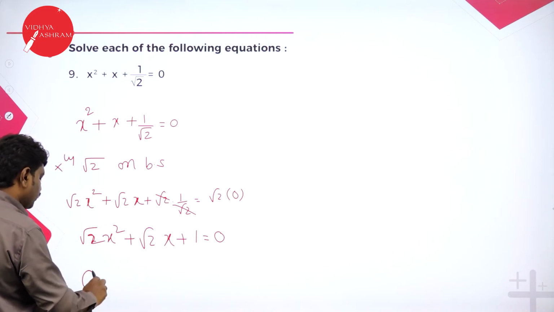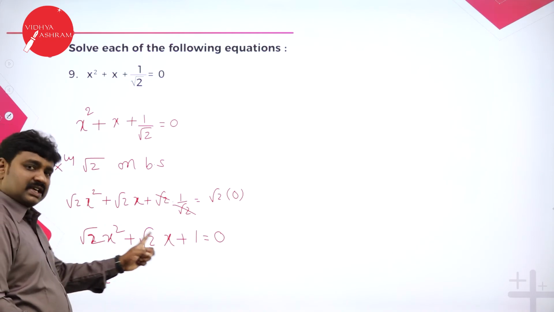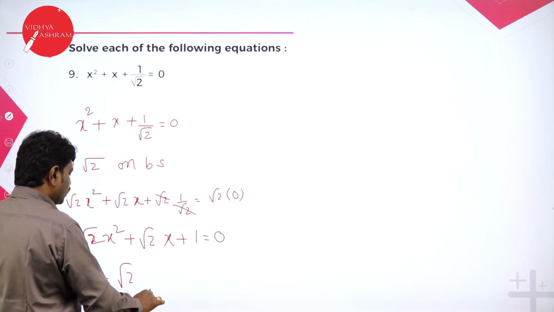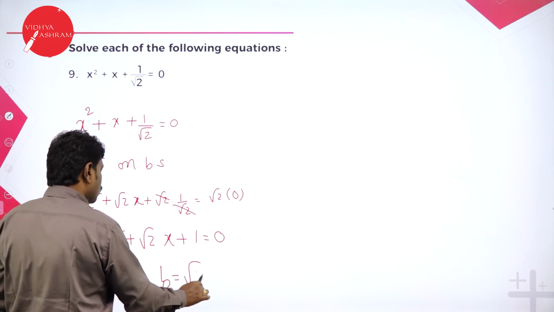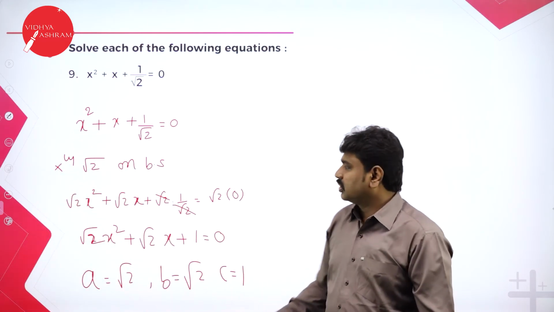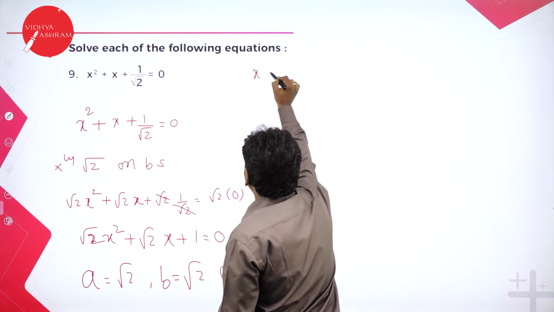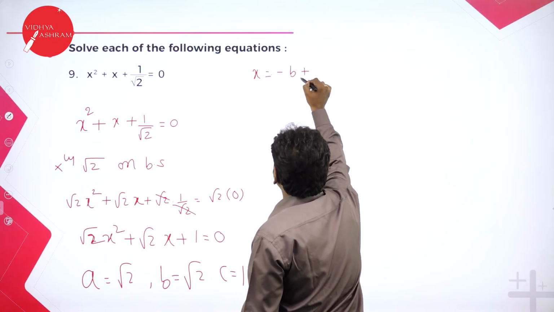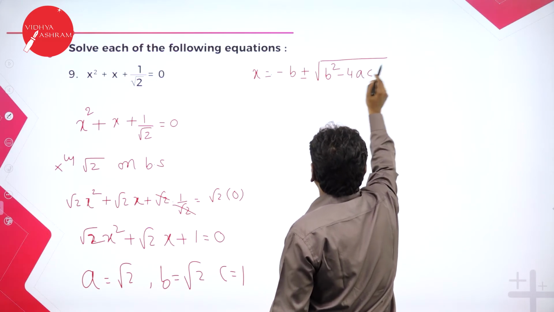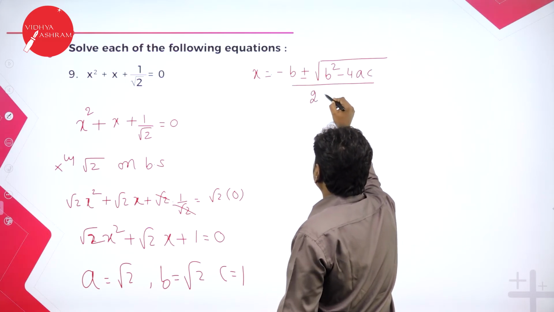Now it is in the form of a x square plus b x plus c. I want to avoid this denominator. So a is root 2, directly you can do, not an issue. B is also root 2. C is 1. ABC values you got. So now write the formula. What is the formula? Minus b plus or minus root of b square minus 4ac, divided by 2a.